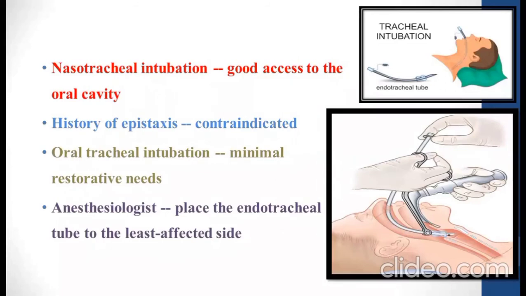The nasotracheal intubation is preferred to ensure the good access to the oral cavity, but the history of any epistaxis or a certain medical comorbidity may take the nasotracheal intubation relatively contraindicated. So, oral tracheal intubation is generally used with the minimal restorative needs. In this event, like epistaxis, the anesthesiologist will typically place an endotracheal tube to least affected side of the oral cavity first, and then move it to the other side after the treatment of the disease.